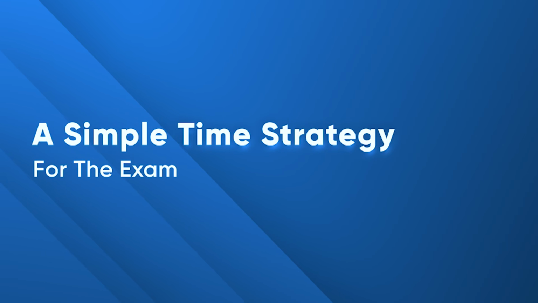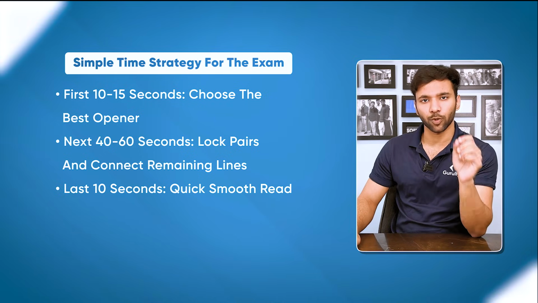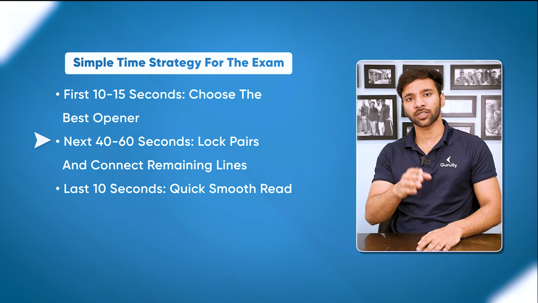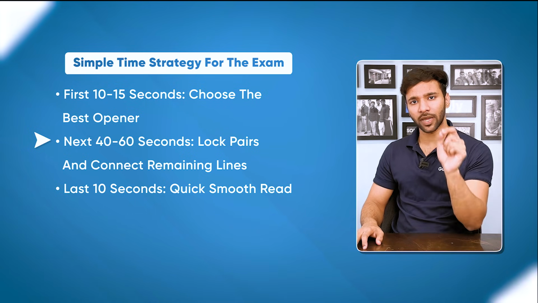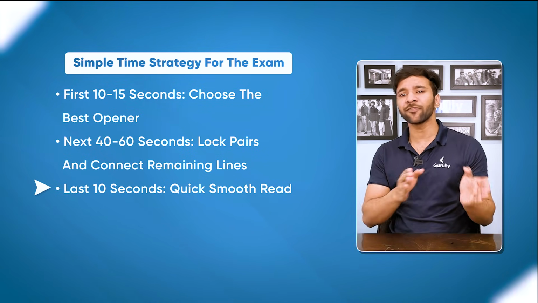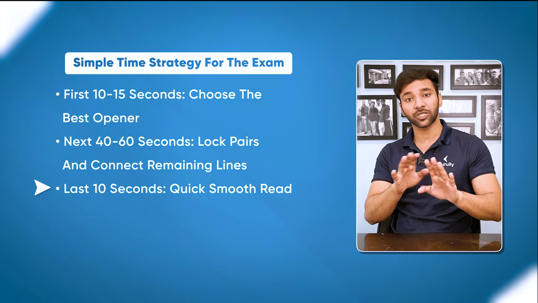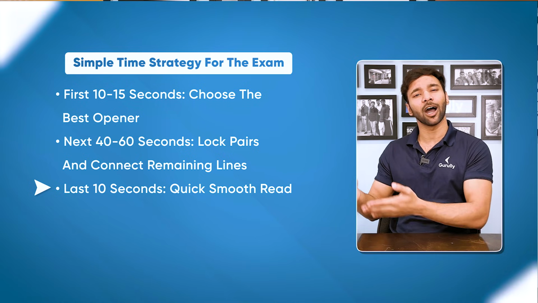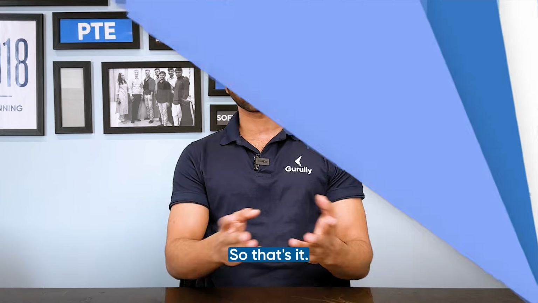A simple time strategy for the exam. Here is a realistic approach. In the first 10 to 15 seconds, choose the best opener. Next 40 to 60 seconds, build pairs and connect them. Last 10 seconds, quick flow check. If it is taking too long, stop chasing perfection and lock the best pairs you can, because that's literally how the scoring works. So that's it.